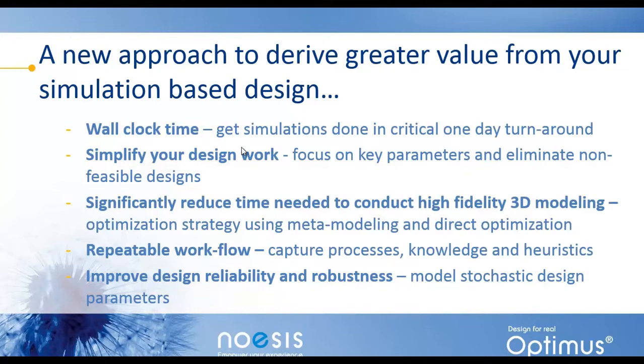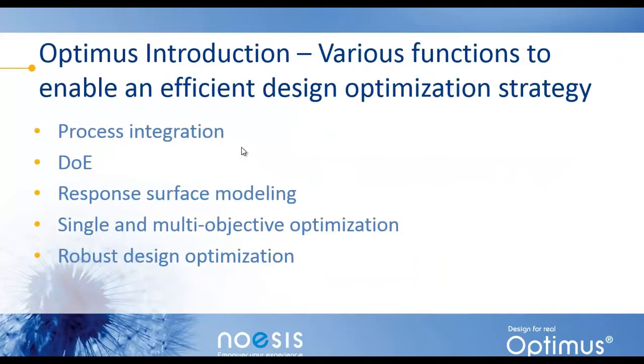Repeatable workflow: one of the things that Optimus will do for you is enable you to create what can be a very complex workflow, but it's completely repeatable. You can pull it up 6 months later and not have to try to remember where your files were and what you were doing. And finally, Optimus can enable you to improve reliability and robustness where probabilistic design parameters can be taken into account. So there are a number of different things that Optimus can do for you, and we're going to go through the various embedded techniques to show you how that's done.